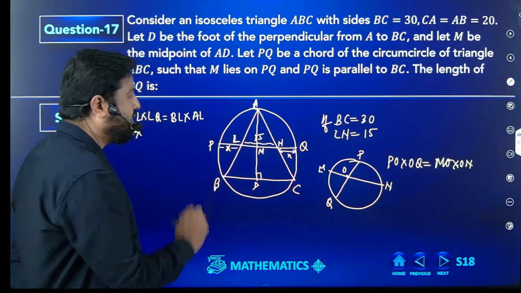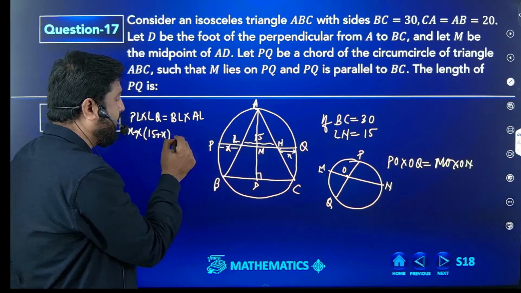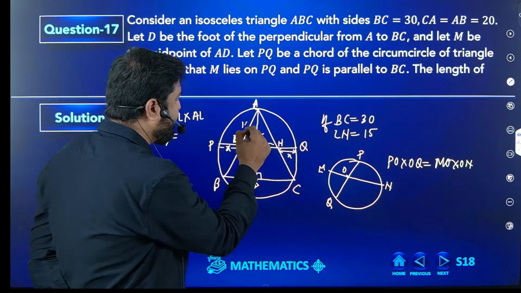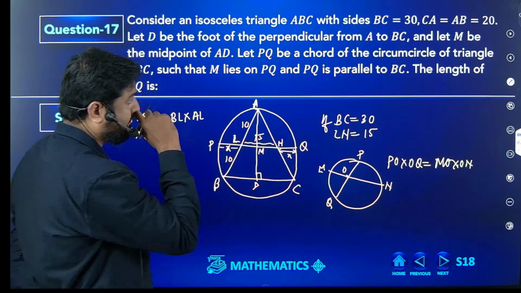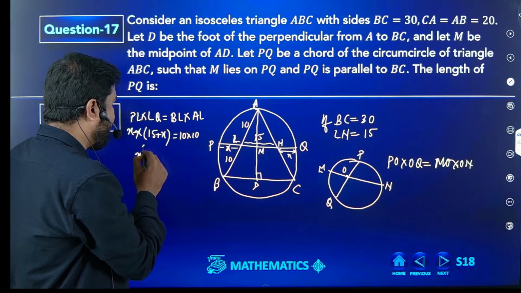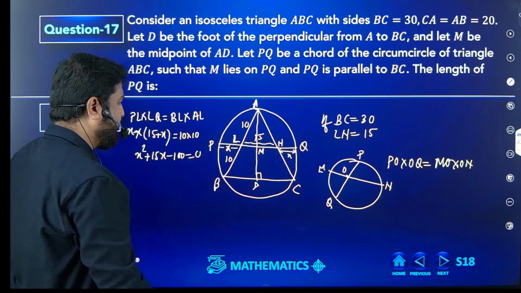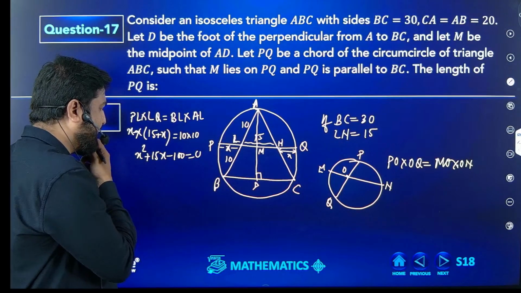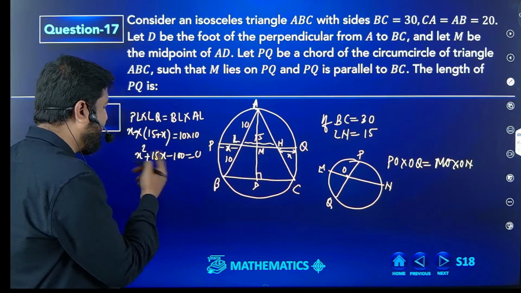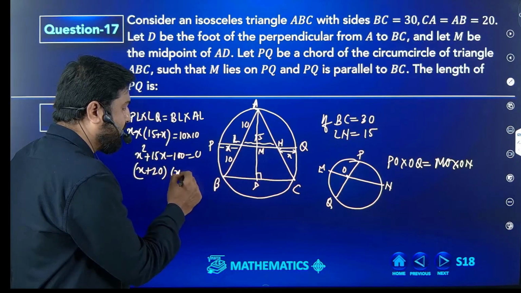This one is 15, this one is 15, this one is 10. That's why the total length is 15 plus X equals, and now this one is 10 and 10, so this is 10 into 10. Now this one is X square plus 15X minus 100 equals 0. And now its factor is 20 into 5.